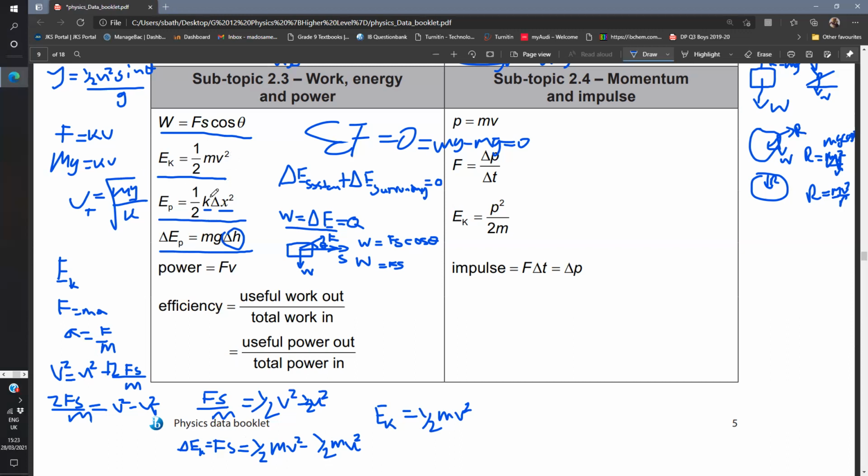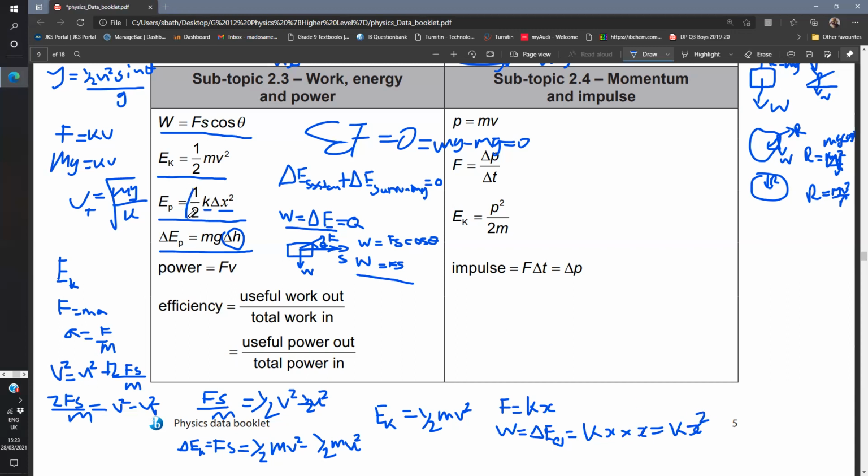Now, if you want to derive the next formula, the one on the string, we say that F, we know F is equal to kx. And we're going to use this formula, W, because it's obviously going to be in a straight line, and the angle is going to be 0. So E potential, or E elastic, let's say, is going to be equal to F, which is kx, and s is going to be x times x. It's going to be giving us kx squared.